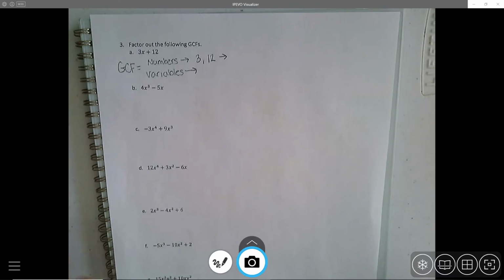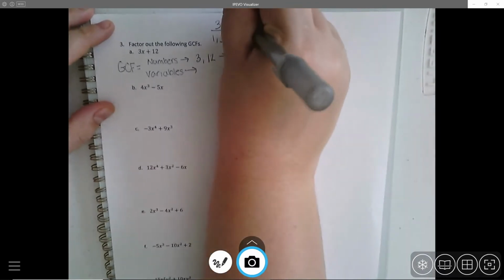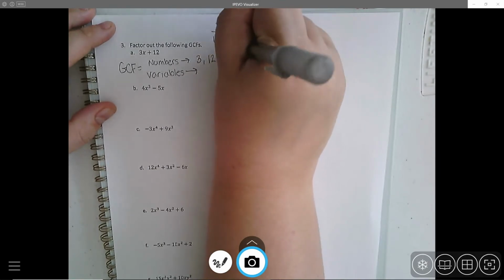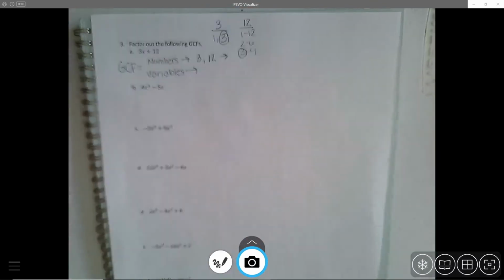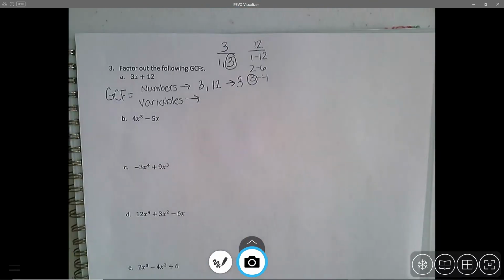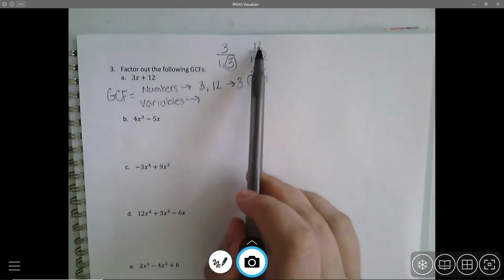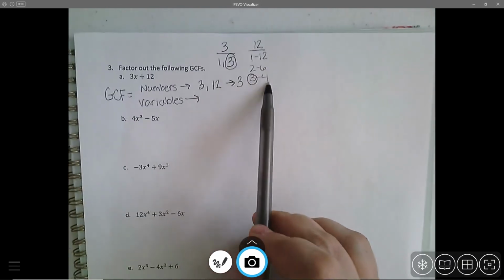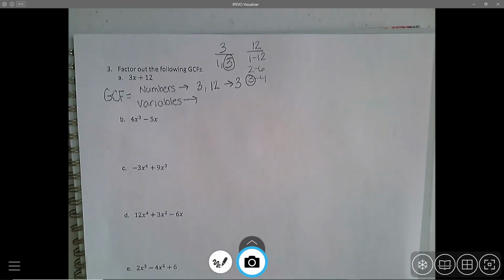Okay, if I go up here, I have some space. Factors of 3 are 1 and 3. Factors of 12: 1 and 12, 2 and 6, 3 and 4. Notice how both of them share a 3. Okay, so back to this problem. The factors of 3 are 1 and 3. For 12, it's 1, 12, 2, 6, 3, 4. Out of those numbers, the one they share in common is 3. That means my GCF so far is going to have a 3.